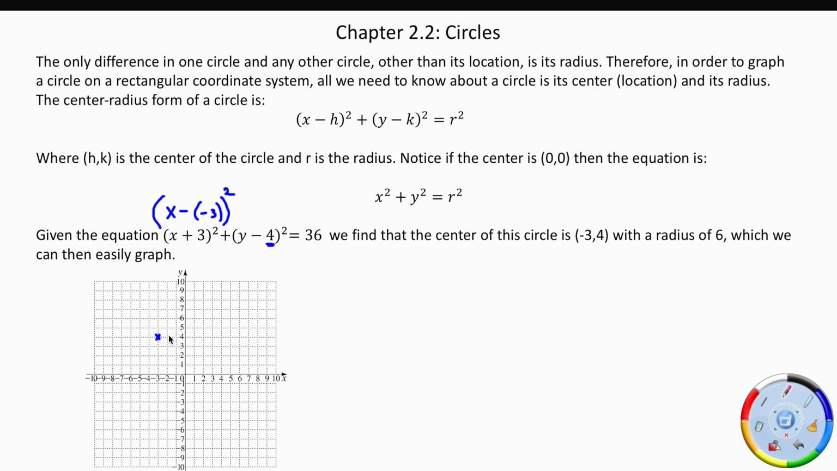But each of these units represents 1, going over or up. So I could go 1, 2, 3, 4, 5, 6. There's a point on my circle. Going in each of the other three directions, 6 units gives me another point on my circle. And that should give me enough information to be able to draw in my circle. I'm not a great artist, particularly on this device, so please bear with my drawings, and I'll do the same with yours on the exams.